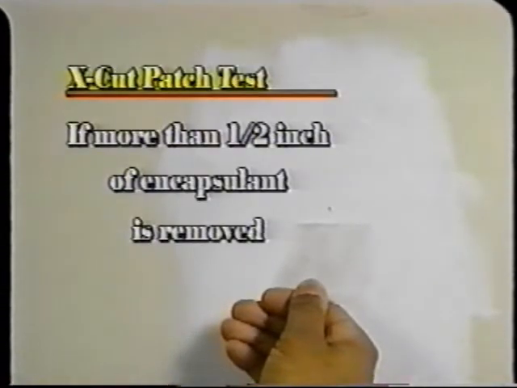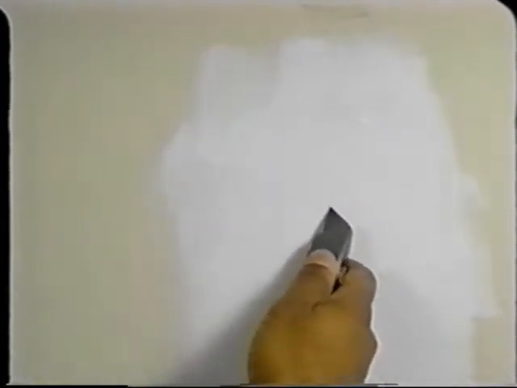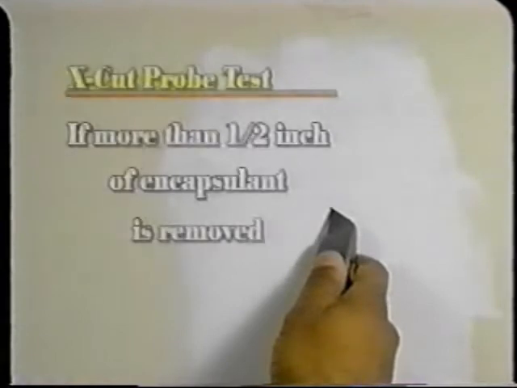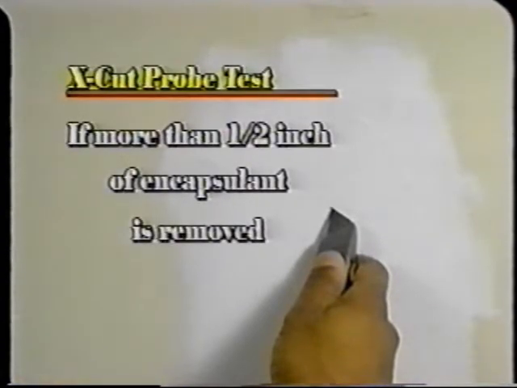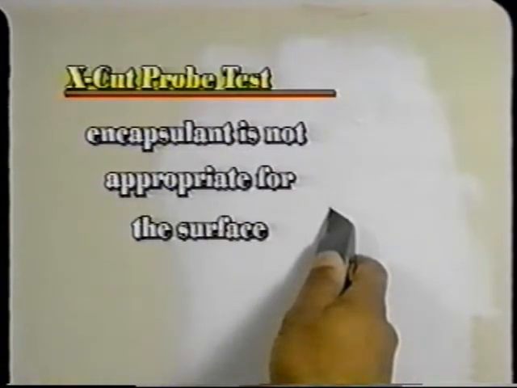Put a 3-inch piece of pressure-sensitive tape over the X and rub it into place with the end of a pencil. After about 90 seconds, remove the tape. If more than 1/2 inch of the encapsulant lifts or peels off, the encapsulant is not appropriate for the surface. As a final step of the patch test, use the utility knife to probe the edges of the patch. Again, if more than 1/2 inch of the encapsulant lifts off, the encapsulant is not appropriate.